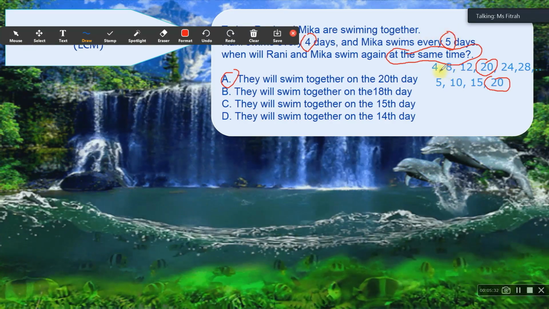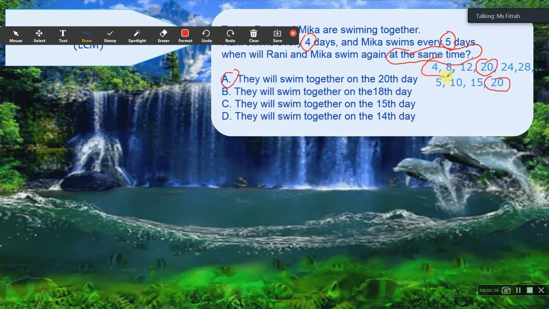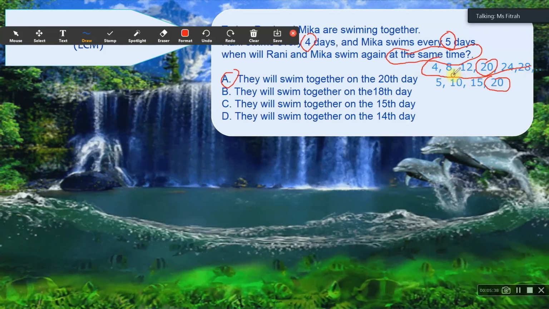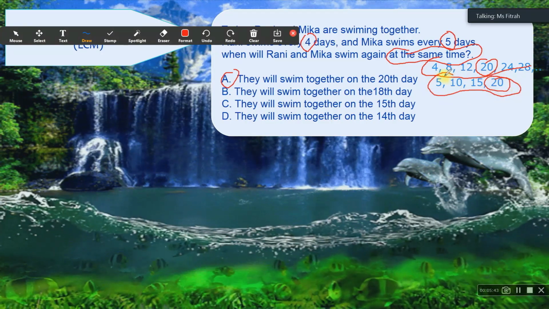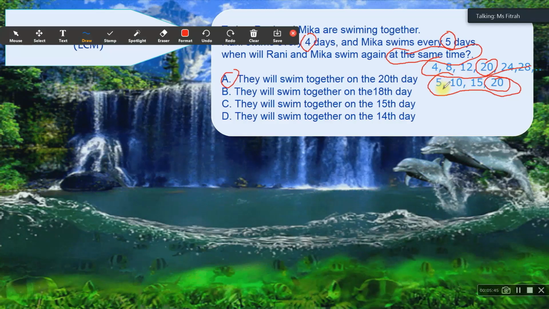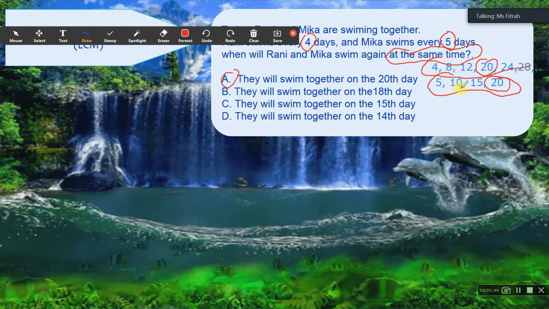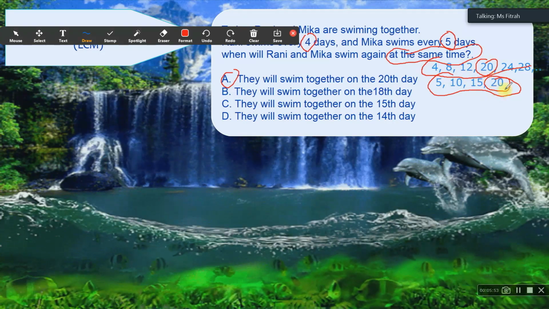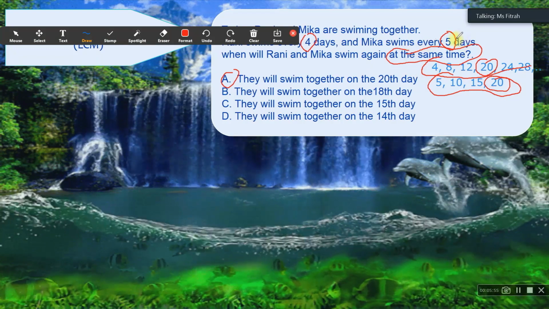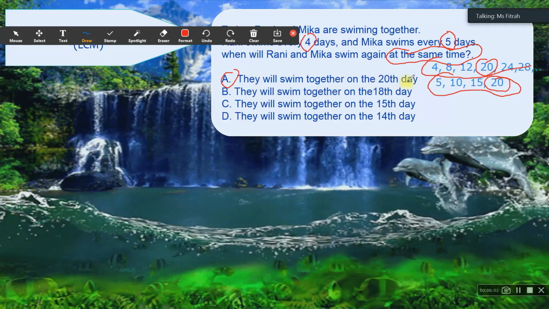The LCM, you can find the multiples of 4 first, and then you can find the multiples of 5. After this, look at the multiples of 4 and 5 that have the same number. Where is the same number? It's 20. So the lowest common multiple of 4 and 5 is 20. Yep. So they will swim together on the 20th day.